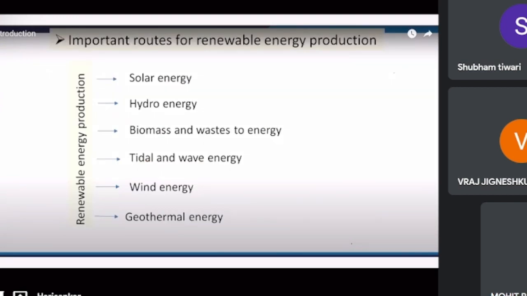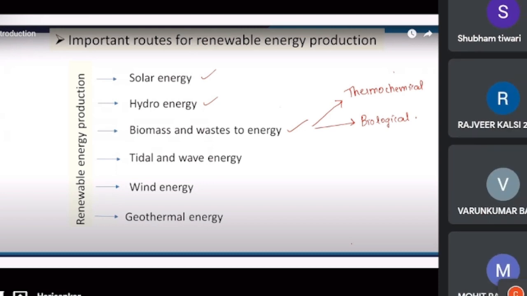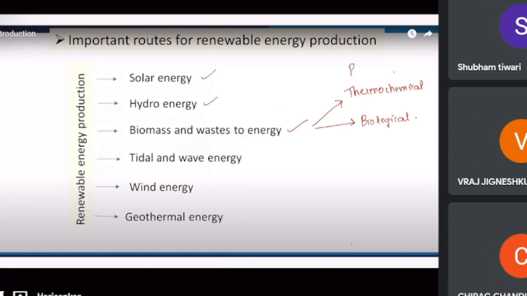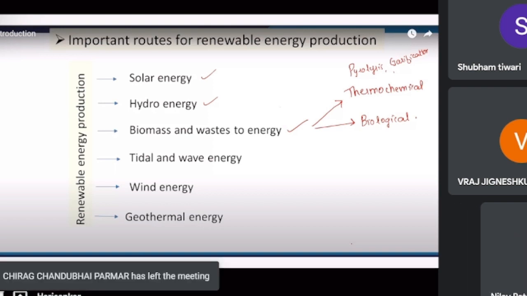And when it comes to renewable energy production, mainly you have solar energy, hydro energy from hydroelectric power plants, and biomass and waste to energy. So these processes are usually thermochemical, or it could be biological. So thermochemical, you must have heard of processes like pyrolysis, and even gasification. So these come under thermochemical processes.